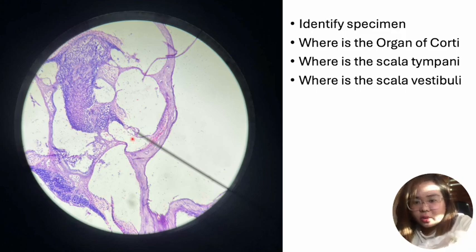If Doc were to ask, what is the function of the scala vestibuli, and what is it filled with? Scala vestibuli is filled with perilymph, and its function is to transmit sound to the cochlear duct from the oval window. For scala tympani, over here, it's filled with perilymph as well, and its job is to transmit sound from the cochlear duct back towards the round window. That's what we say if Doc asks us these questions.